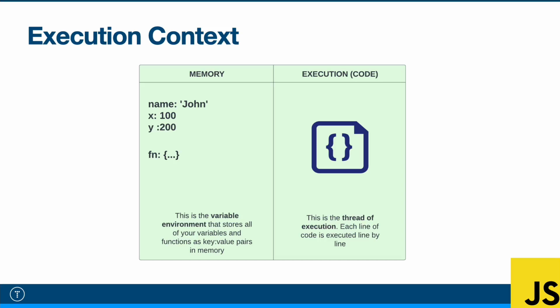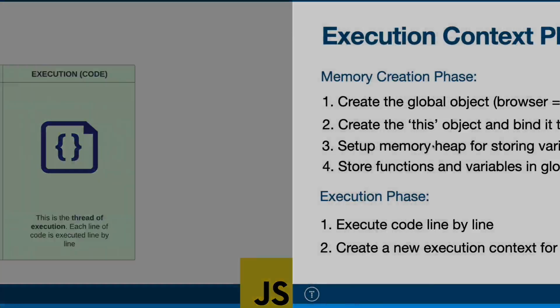So just to be clear, JavaScript is single-threaded and it's synchronous, so it's executed line by line. There are asynchronous capabilities, which we'll talk about later, different web APIs and stuff like that. But just know that at its core, JavaScript is single-threaded and it is synchronous.